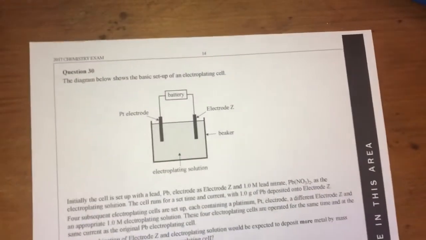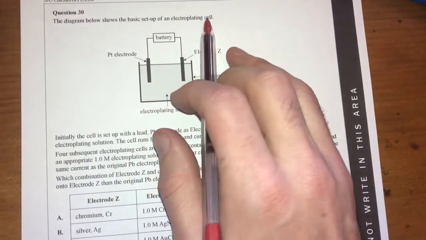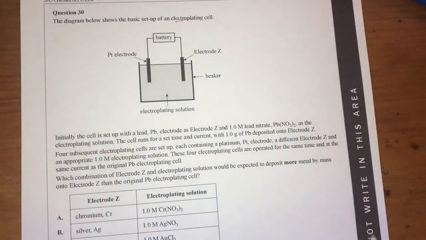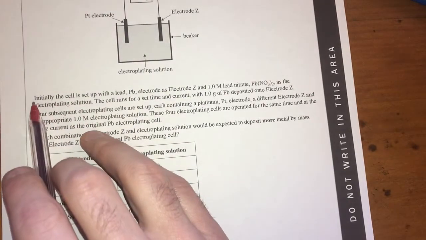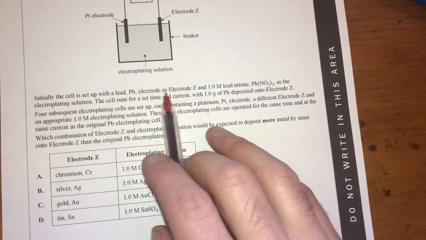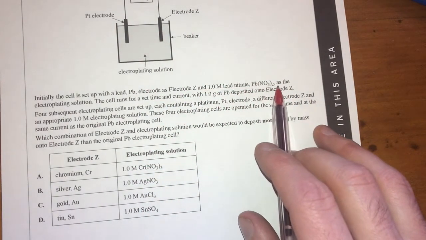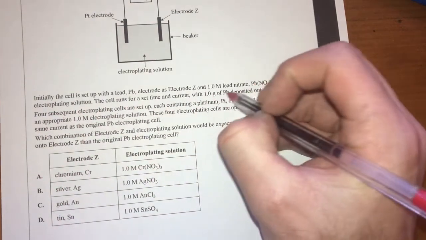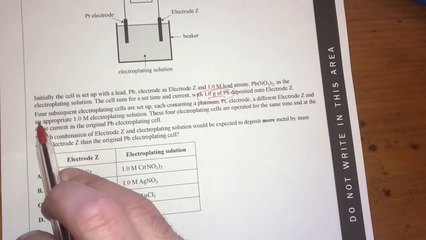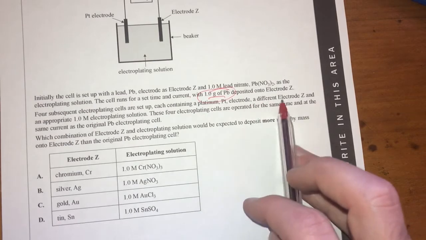That's 29. Last question on our multiple choice. The diagram below shows a basic setup for an electroplating cell. So we're trying to make metals grow by chucking electricity into them. Initially, the cell was set up with lead at electrode Z and lead nitrate there. As the electroplating solution, the cell runs for a set period of time. We get 1 gram of lead produced. 4 subsequent electroplating cells are set up, each containing a platinum electrode and a different electrode Z.